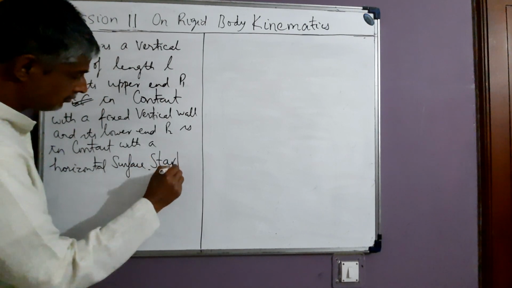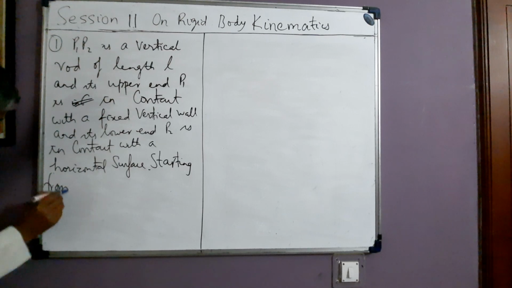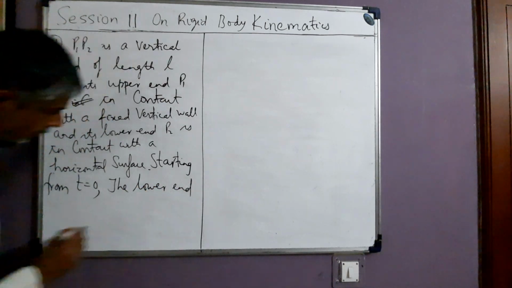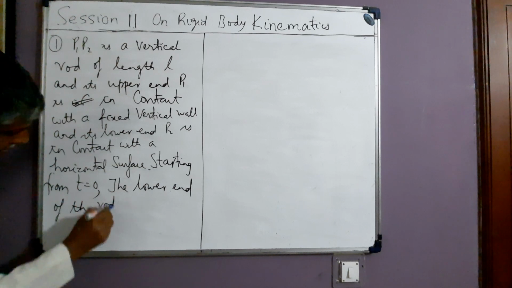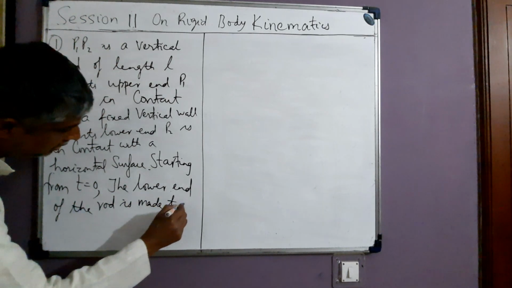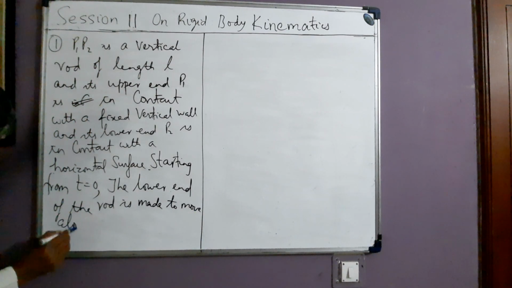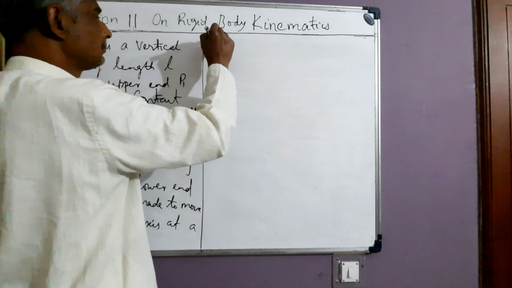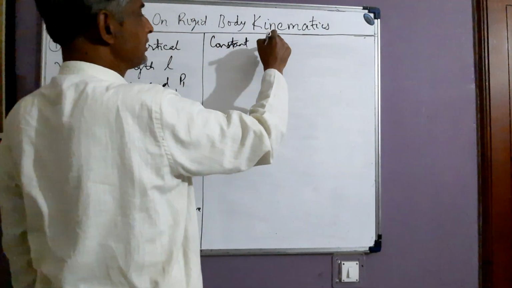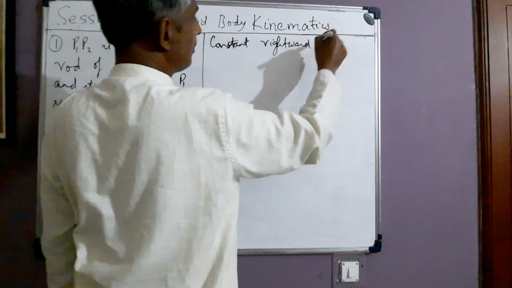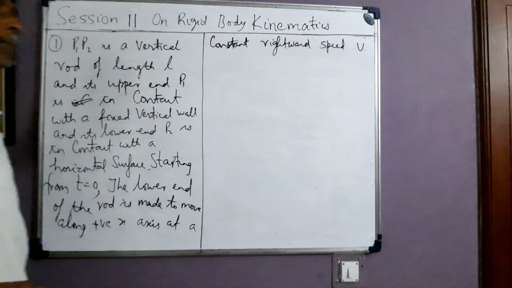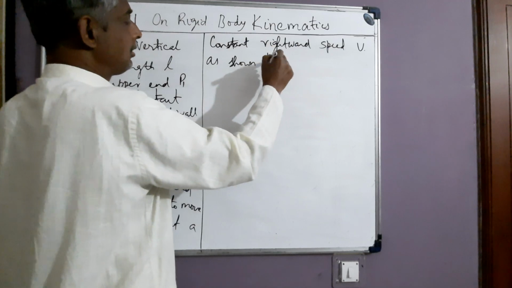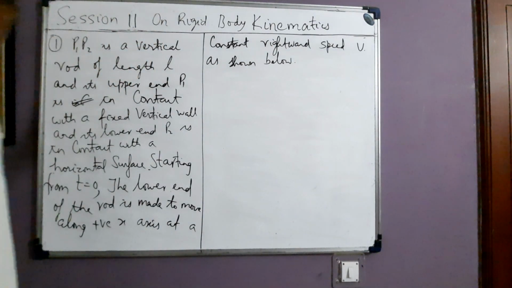Starting from P0, the lower end of the rod is made to move along the positive x-axis at a constant rightward speed v, as shown below.